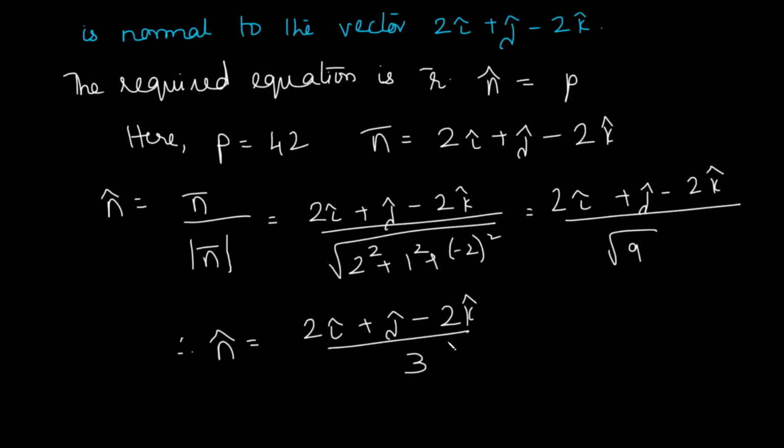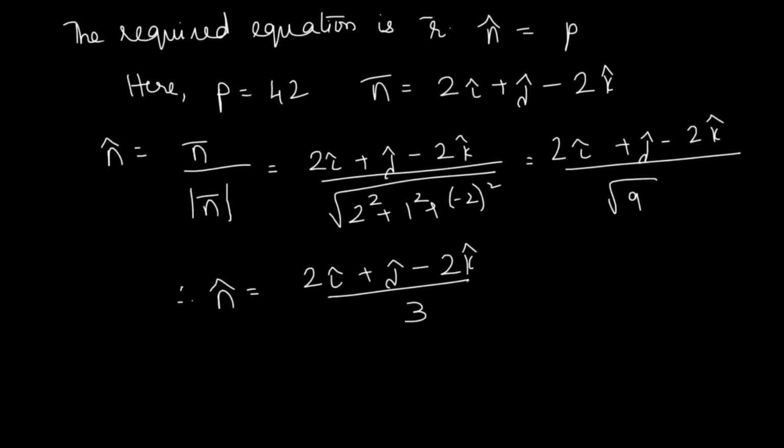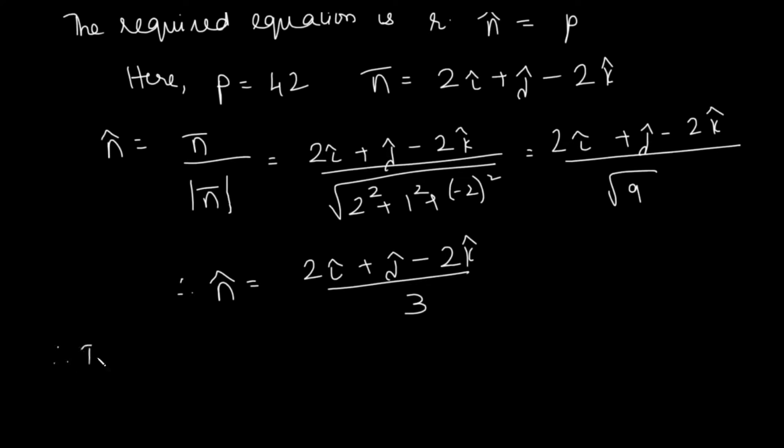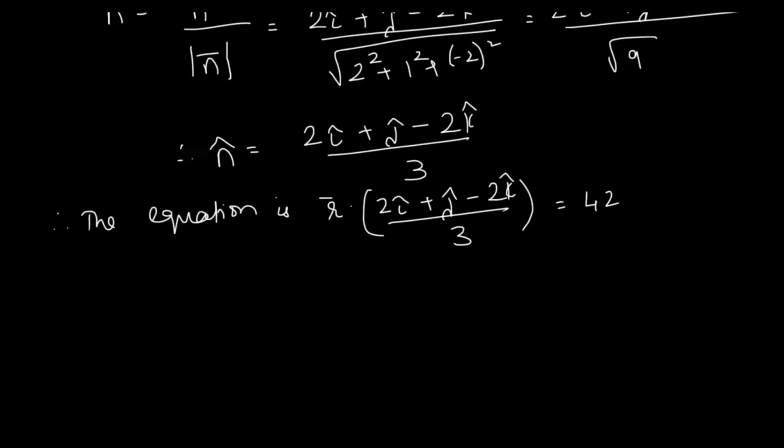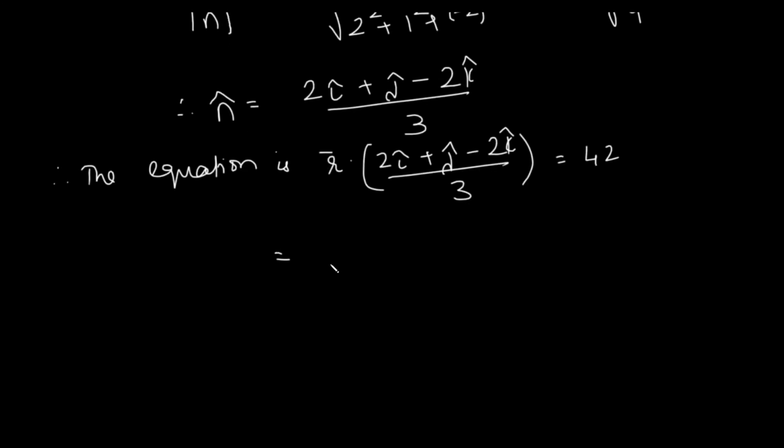And therefore we have n cap as 2i plus j minus 2k upon 3. Now putting this in the required equation r dot n cap is equal to p, we get the equation r dot (2i plus j minus 2k upon 3) is equal to p. P is given as 42 for us. You can either keep the answer as it is or simplify it one step further, which becomes r dot (2i plus j minus 2k) is equal to 126. So this becomes the required equation of the plane.